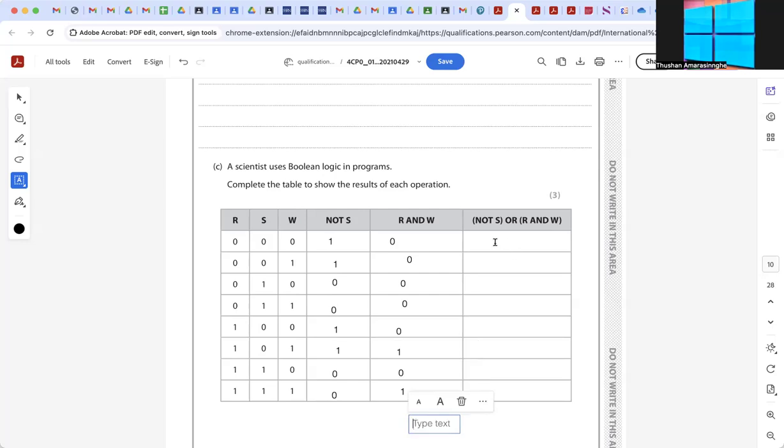Carefully check the columns. And not S or R and W. That means the last two things we did, you have to add. So whenever you see 1, it is 1. 1, 1, 0 is 0. 2 zeros means 0. 1, 1, 0, 1. That's the answer for this question.